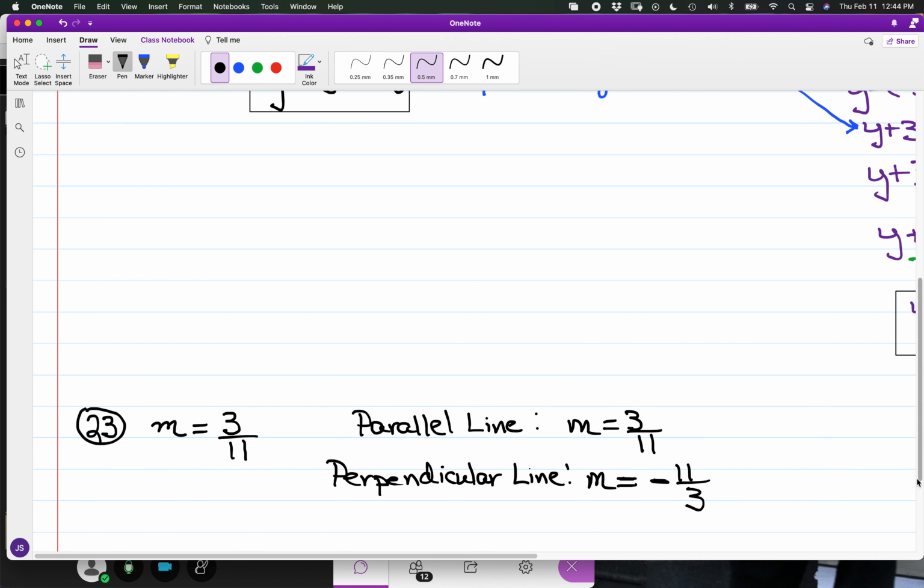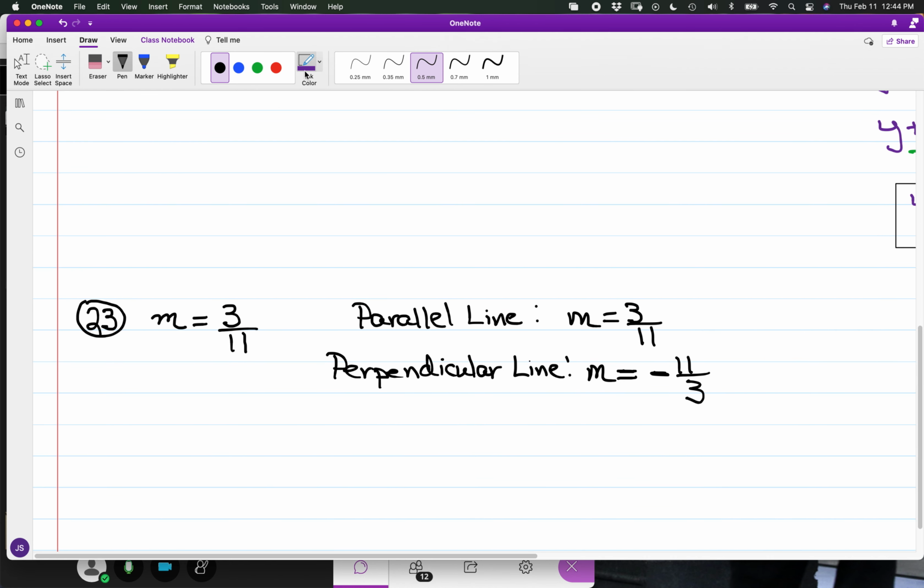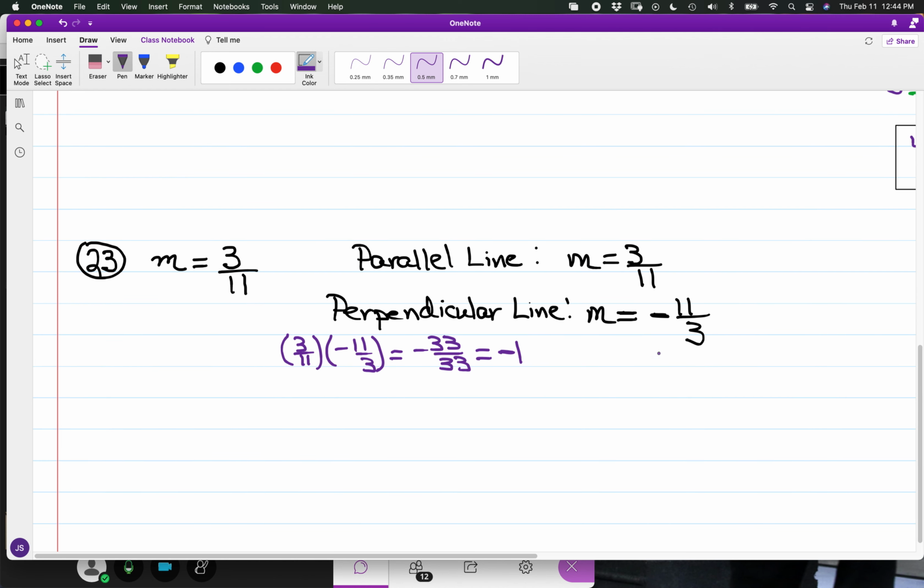And you can always go back and check. Again, for perpendicular lines, the product of the slope values will be -1. So you have 3/11 times -11/3, and you can cross multiply by just taking what we have here. So you have -33 over 33, and that goes to -1. So the product of the slopes of perpendicular lines will be -1.